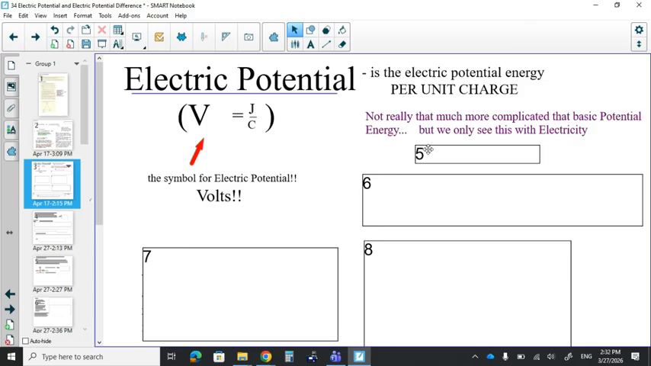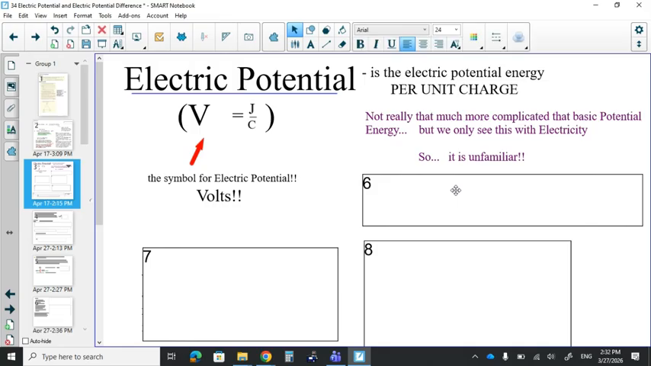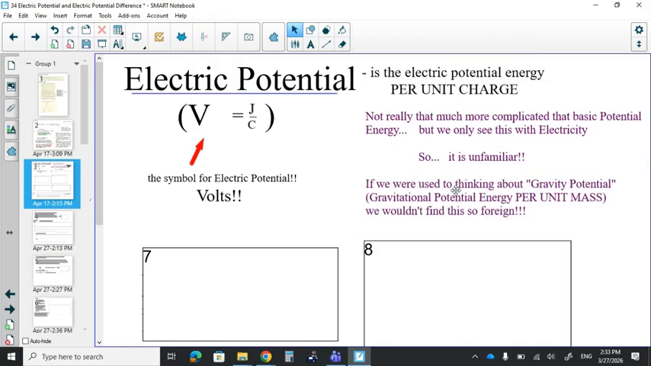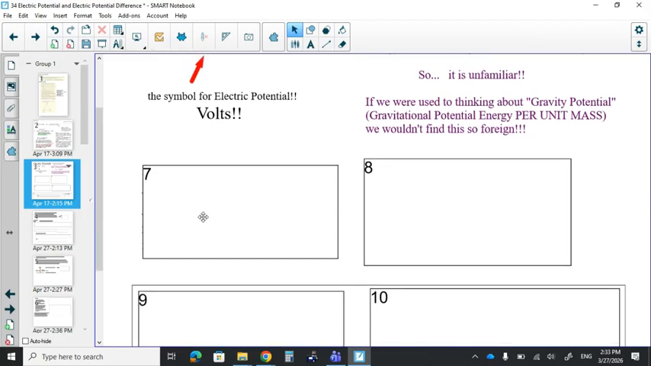So it's not really that much more complicated than basic potential energy, or electric potential energy, I should have said there. But we only see this with electricity. We only talk about energy per charge. So this is a little bit of a repeat about the gravity stuff. So yeah, there it is.